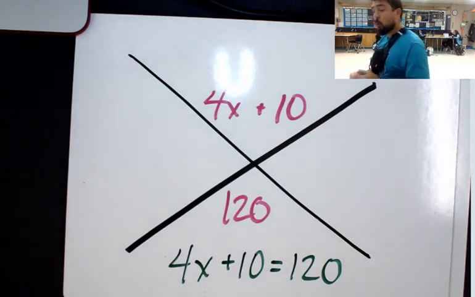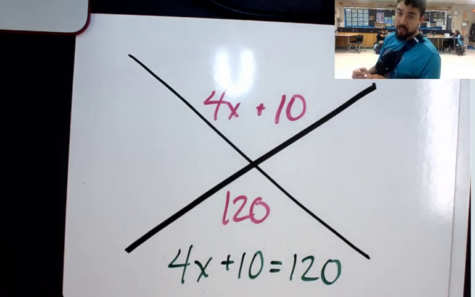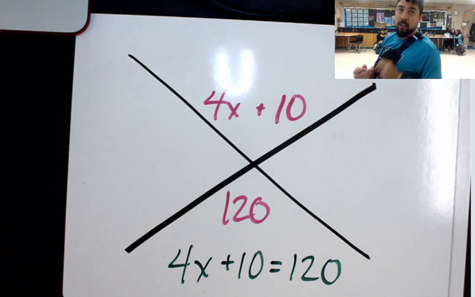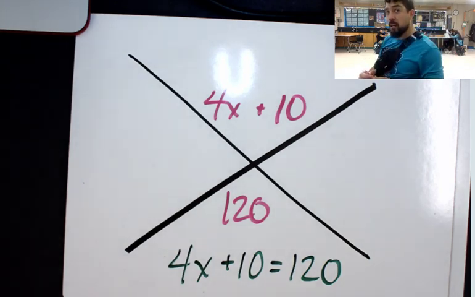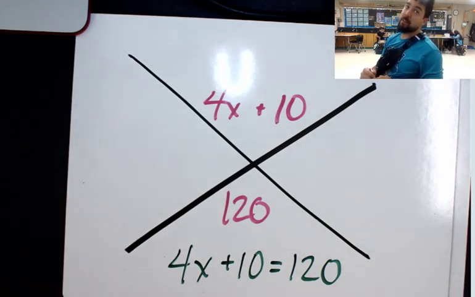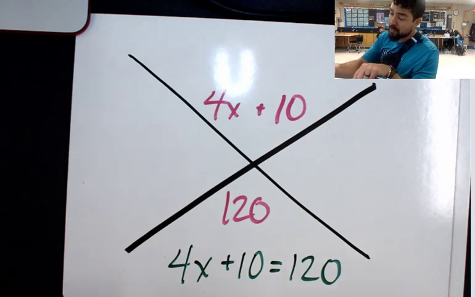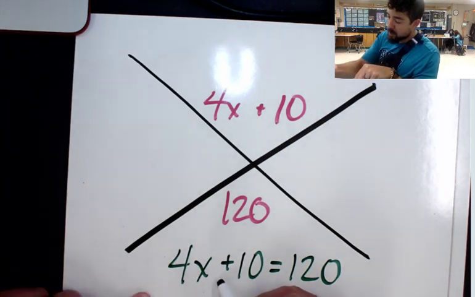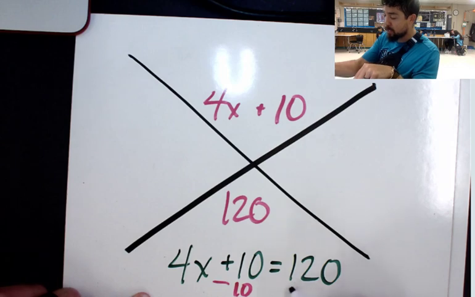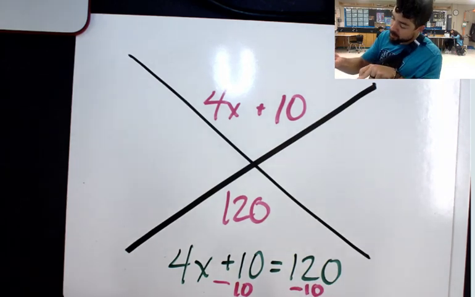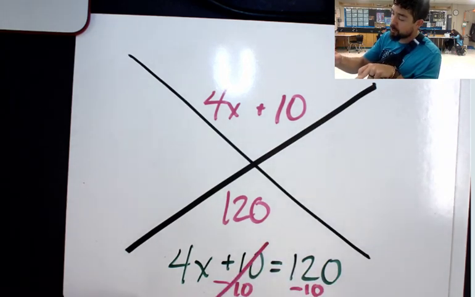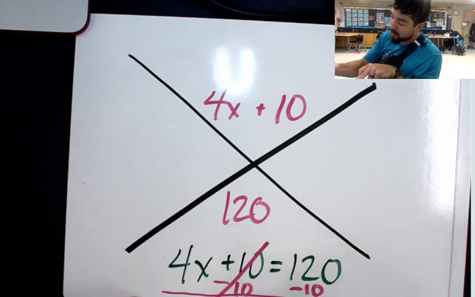Anyway, what's our first step in solving this equation? We're going to go the opposite order of PEMDAS. So what are we getting rid of first? We're going to get rid of the plus 10 by subtracting it from both sides of the equation. So plus 10 and minus 10 cancel each other out or become 0. 120 minus 10 is 110. So we ended up with 4x equals 110.